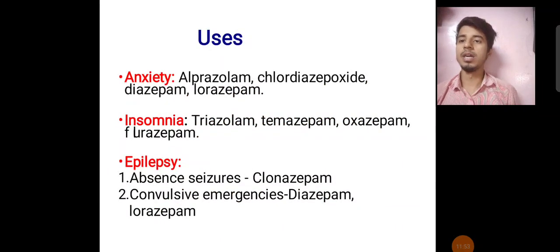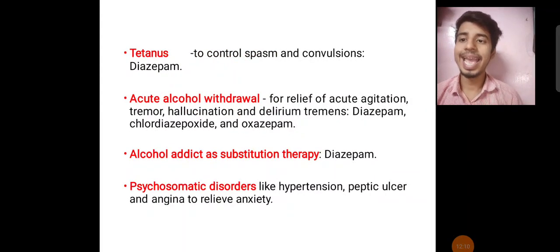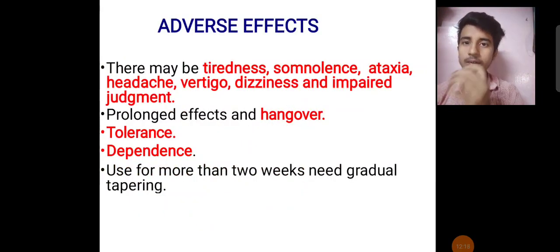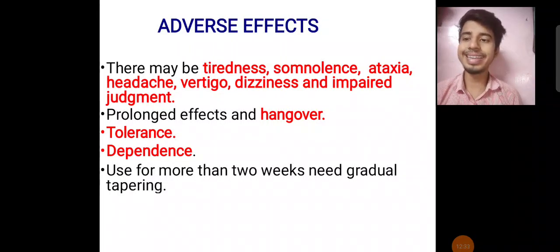Uses: it is used for anxiety, insomnia, epilepsy, pre-anesthetic medication for procedures like endoscopy, muscle spasm and spasticity, tetanus, acute alcohol withdrawal, as substitution therapy in alcohol addicts, and psychosomatic disorders also. What are their adverse effects? They may be tiredness, somnolence, ataxia, headache, vertigo, dizziness, impaired judgment, prolonged effect and hangover, tolerance, and dependence. If used for more than 2 weeks, they need gradual tapering.